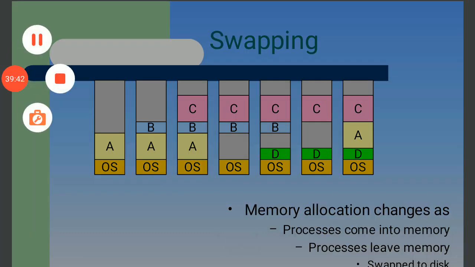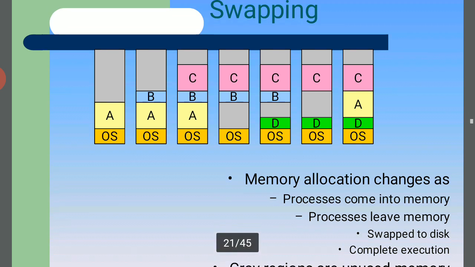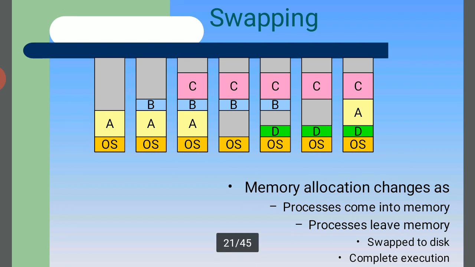So what is swapping? The memory allocation changes as processes come into memory and leave memory. Swapping means the pages are automatically swapped to and from the disk. Here the swapping goes A, then A B, and then A B C. Here the operating system is the same, but A is changed to B, A. So the next page is transferred. Swapping means the space occupied by B is the same, A is the same.